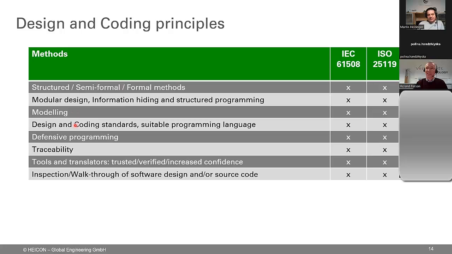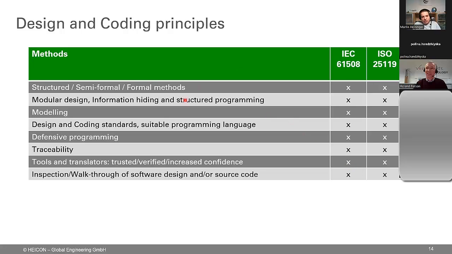So the second part of the table goes more in the direction of coding, because of design and coding standards. For semi-formal methods, you may include or exclude design elements, but let us focus now on the coding standard. Suitable programming language to be selected, defensive programming to be done, in all the standards. And the coding standard is mainly driven by MISRA rules, or you take the MISRA standard very often to fulfill it.